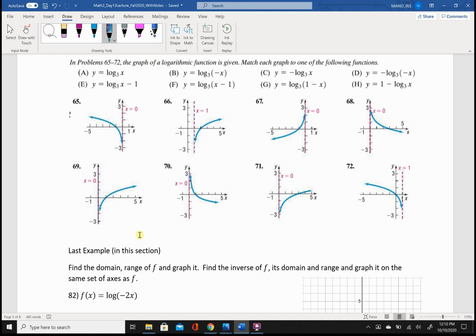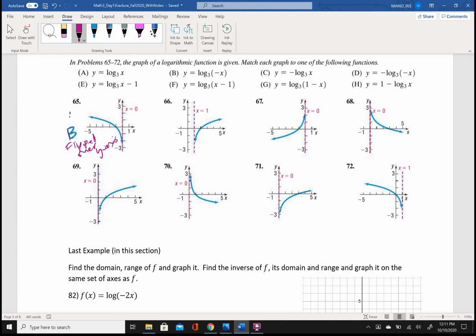Okay, so starting with number 65, this looks like your standard logarithmic function, but flipped over the y-axis. That's what I'm seeing here, okay? So which one, A through H, looks like it's flipped over the y-axis? Well, that would be B right here. So B, oh, actually, I'll mark it this way, because it's flipped over the y-axis, compared to the parent function of just log base 3 of x. That's what I mean here.